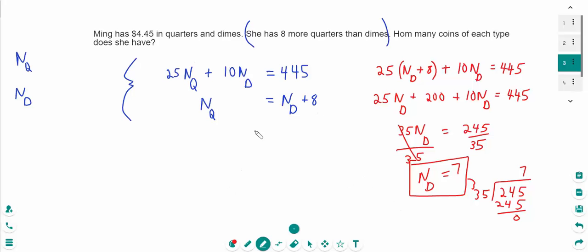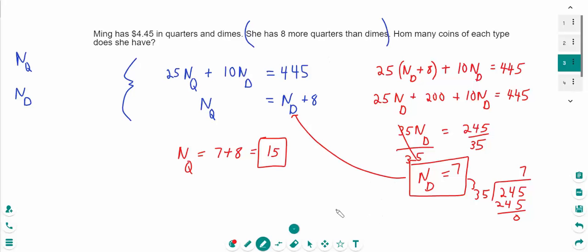Now what's the number of quarters? Well, we just have to plug this into this, right? So the number of quarters is going to equal n sub d, which we know is 7, plus 8, which is going to be 15. There you have it. So the number of quarters is 15. The number of dimes is 7.